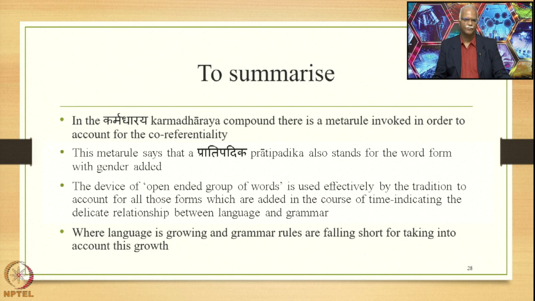To summarize, in the Karmadhāraya compound, there is a meta rule invoked in order to account for the co-referentiality, which says that a pratipadika also stands for the word form with the gender information added. The device of open-ended group of words is used effectively by the tradition to account for all those forms which are added in the course of time, indicating the delicate relationship between language and grammar, where language is growing and grammar rules are falling short for taking into account this particular growth.